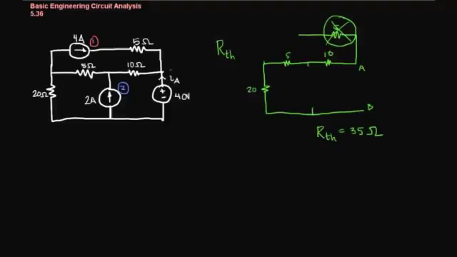Okay, next let's solve for our Thevenin voltage. We'll do that by looking at each source as if it were acting alone in the circuit. So we'll start with our source 1 up here.